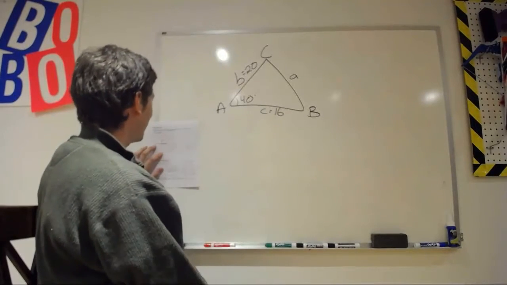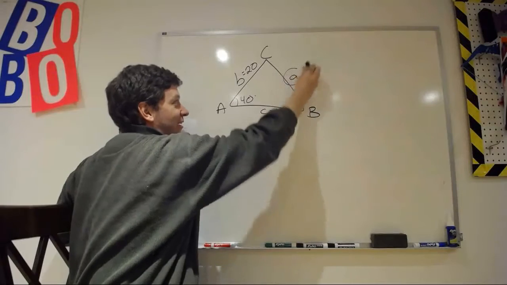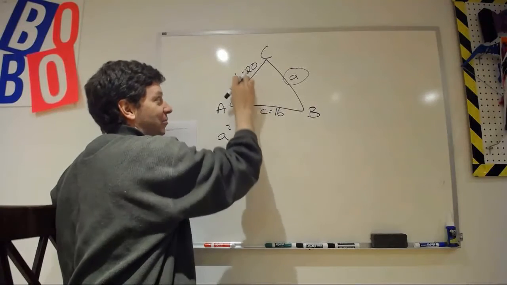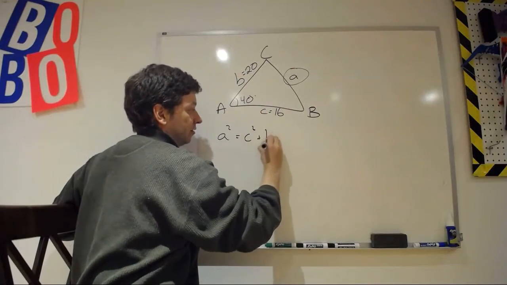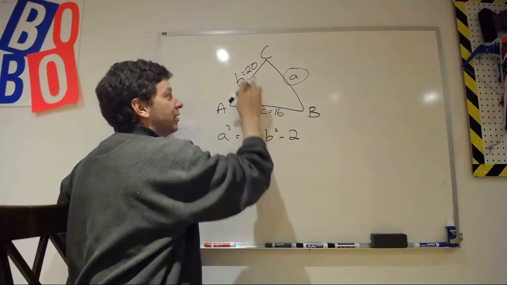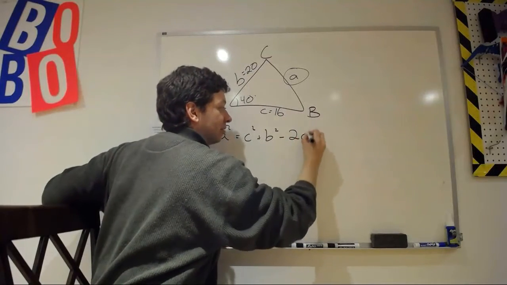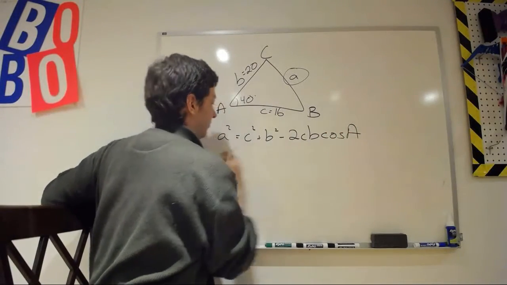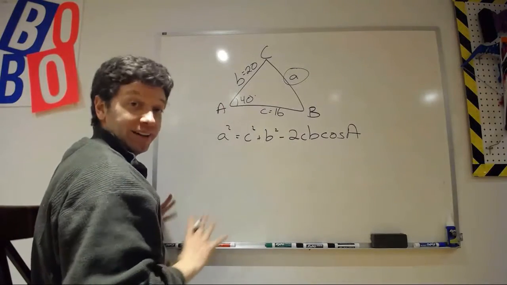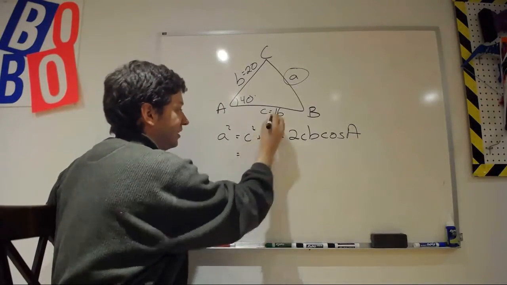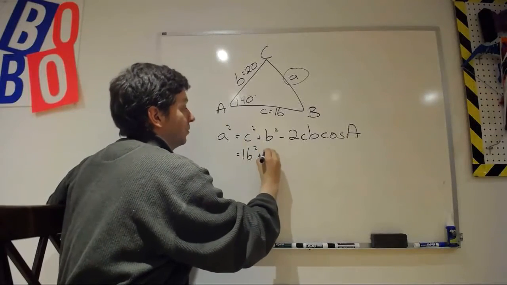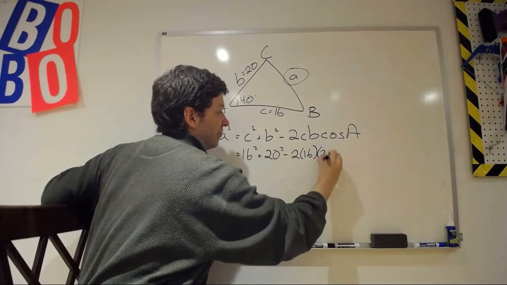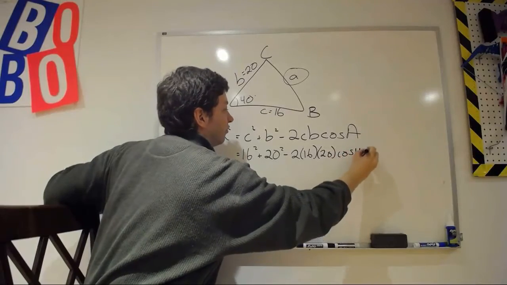All right. Part 2 says find the length of a. Well, that's perfect, because we have SAS right here. So we can write a squared as c squared plus b squared minus 2bc, or cb, whatever, times the cos of our angle A. All right, now we're just going to start plugging in what we know. So c is 16 squared plus b is 20 squared, minus 2 times 16 times 20 times the cos of 40.